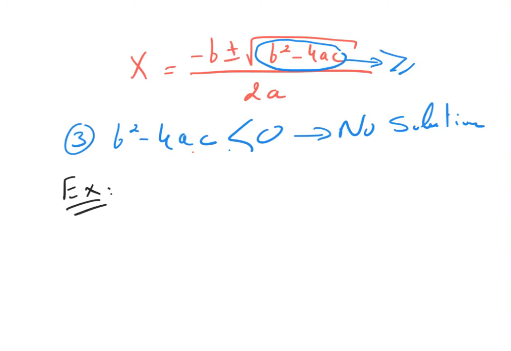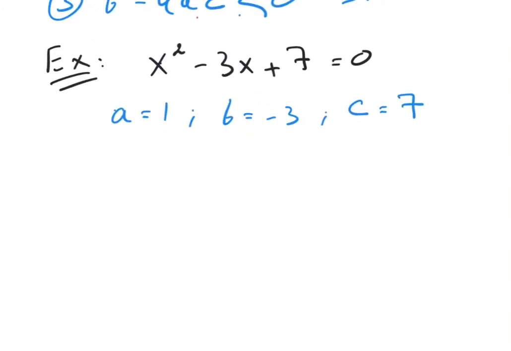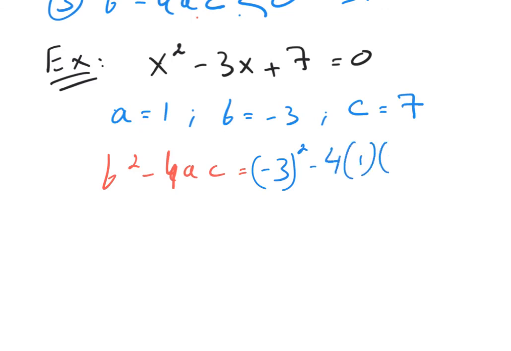Let's suppose I have x squared minus 3x plus 7 equals 0. The first step is to find a, b, and c, right? So a is 1, b is negative 3, and c is 7. Then b squared minus 4ac will be negative 3 squared minus 4 times 1 times 7, and that will be 9 minus 28.